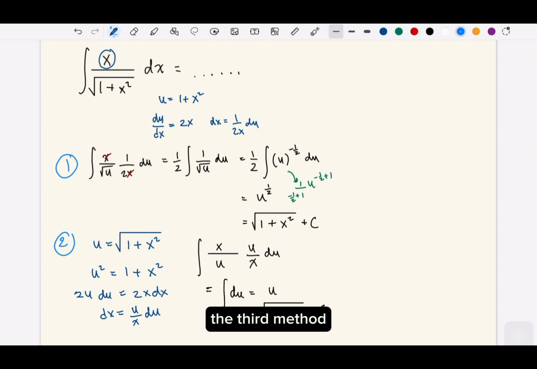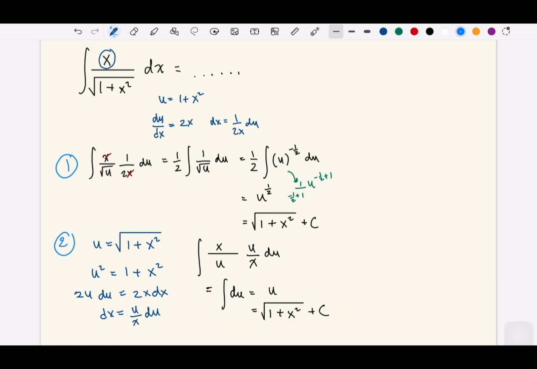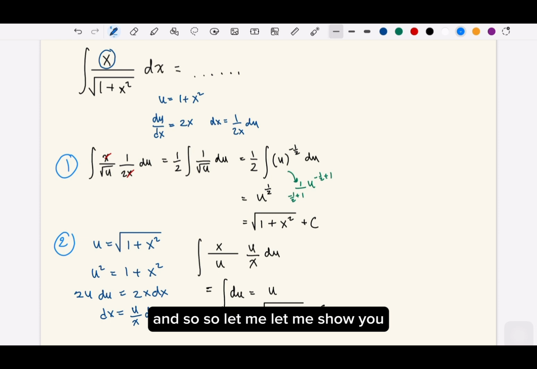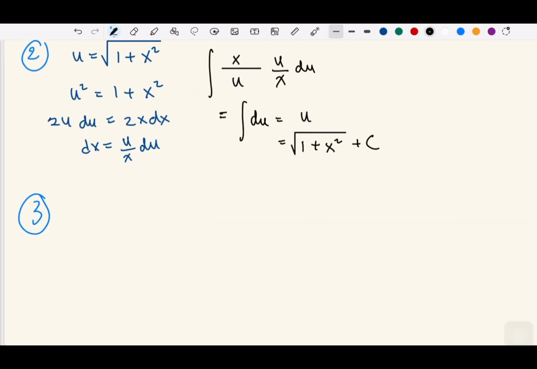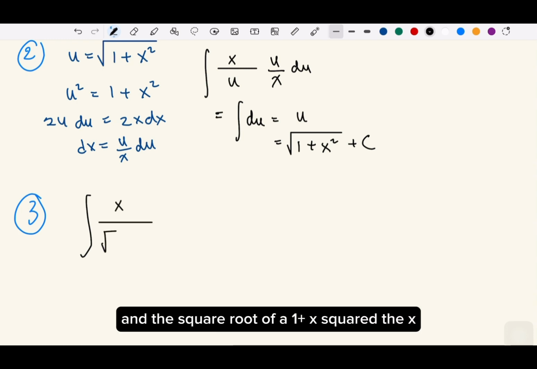The third method, I think I mentioned several times, is called the advanced guessing method. It's actually guessing, but for some reason, we can make it more special. Okay, so let me show you. So we have here the integral of x over the square root of 1 plus x squared dx. Okay.